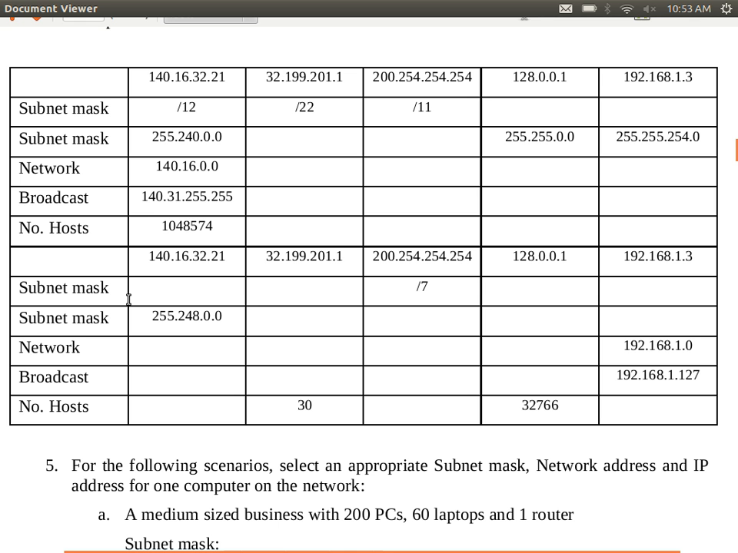We do the same for our IP address. You can calculate it with a calculator. The values are 140, 16, 32 and 21.